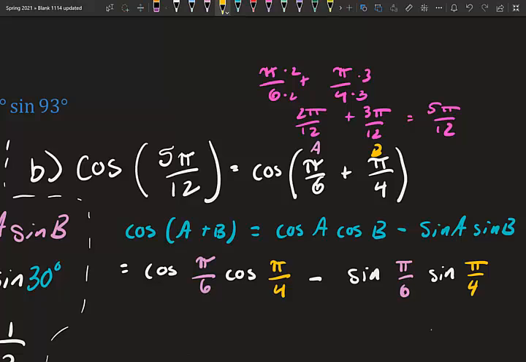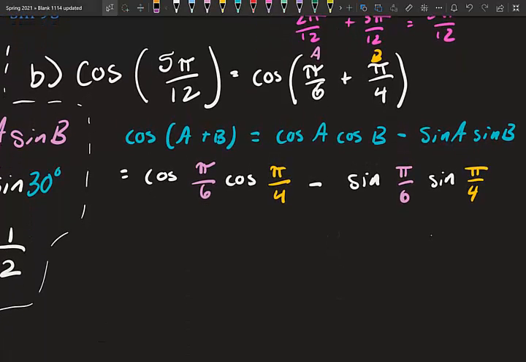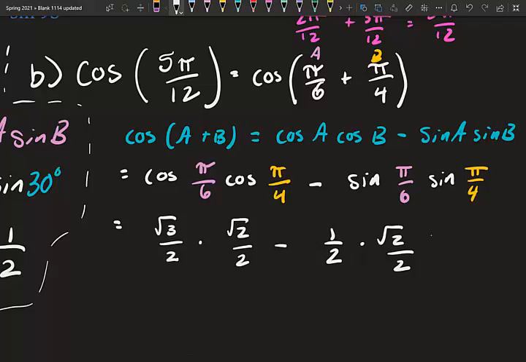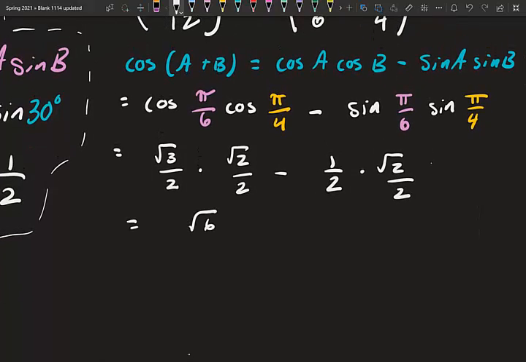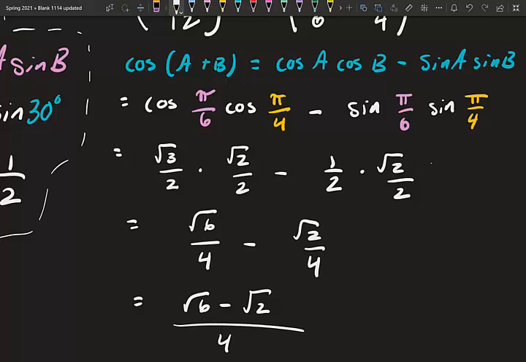Now we use our unit circle to find cosine pi over 6, cosine pi over 4, sine pi over 6, and sine pi over 4, and we know how to do that. Cosine pi over 6 is square root of 3 over 2. Cosine pi over 4 is square root of 2 over 2, minus sine pi over 6 is 1/2, and sine pi over 4 is square root of 2 over 2. We simplify and multiply straight across, so square root of 6 over 4 minus square root of 2 over 4. So our final answer is square root of 6 minus square root of 2, all over 4.